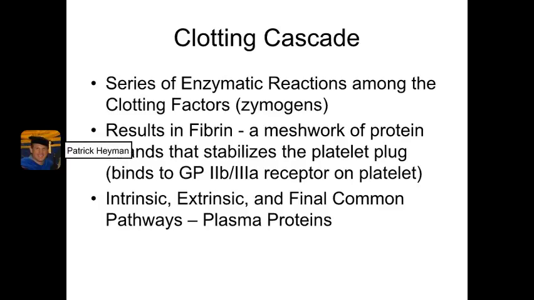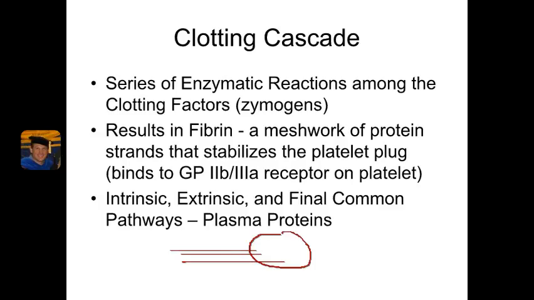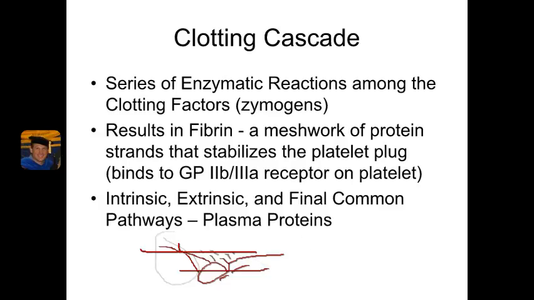Remember, the ultimate end result of the clotting cascade is that fibrinogen is going to be cut into fibrin, and that's going to cause a meshwork of protein strands that stabilizes the platelet plug. An interesting thing about this is that fibrin doesn't just bind to platelets, but there's also cross bridges that form as well. So there's going to be platelets all over the place with fibrin going all over the place, cross-bridging and cross-linking with itself. That clot becomes extremely stable because there's this gel of fibrin.